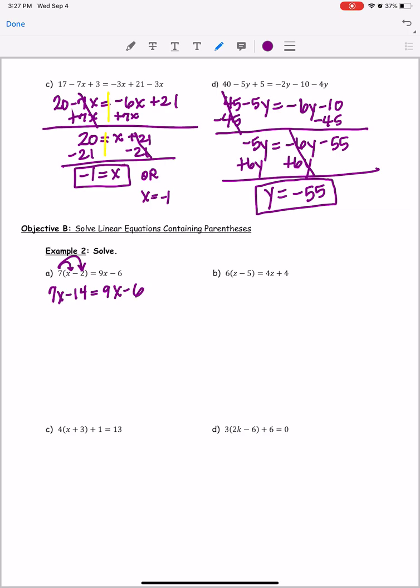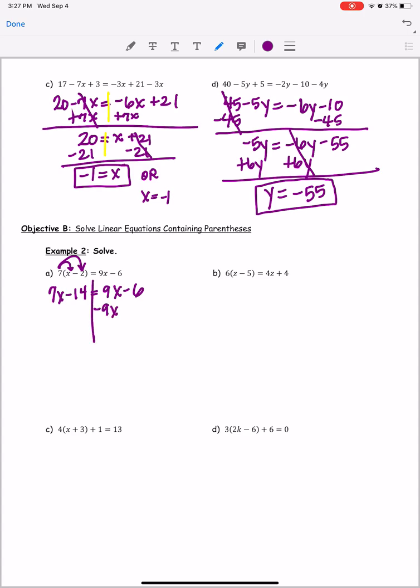Step 3, combine each side if you have any like terms. I can't combine this side though. One has an x, one does not. And I can't combine this side because again, one has an x and one does not. So, same thing, move something. So if I want my variable over here, that means that my 9x needs to move over. So opposite of a positive 9x is a negative 9x.